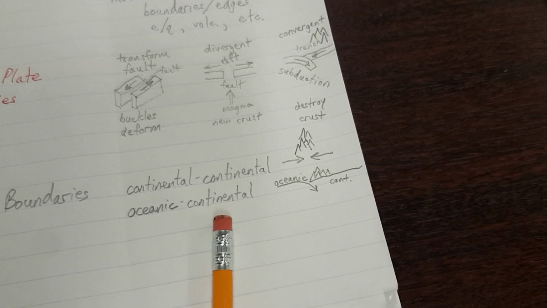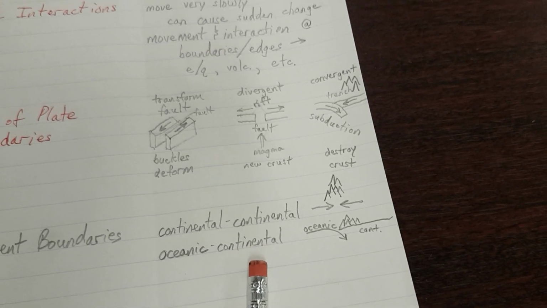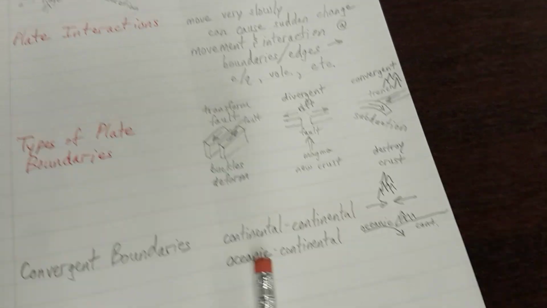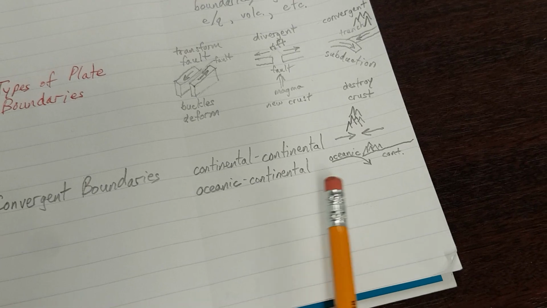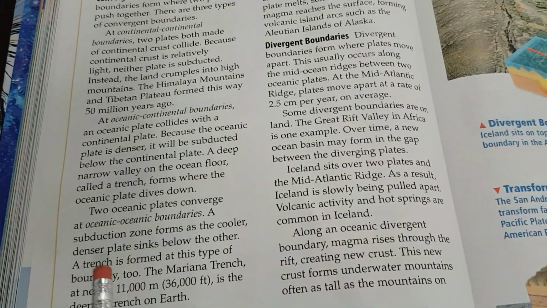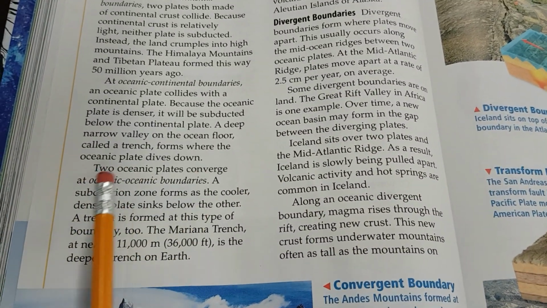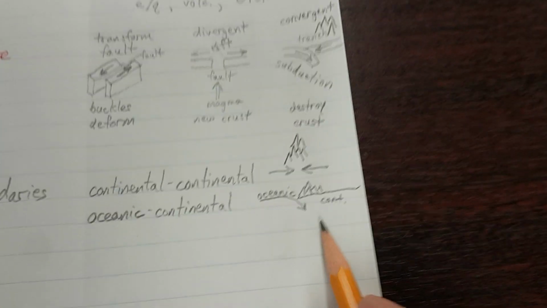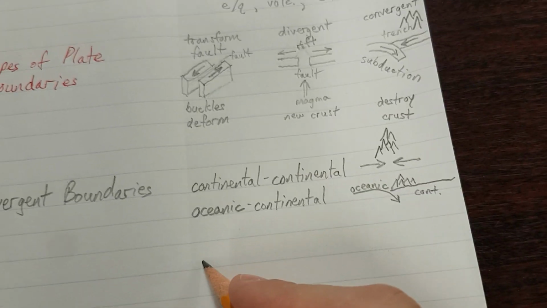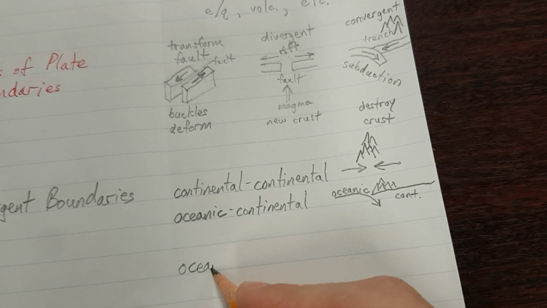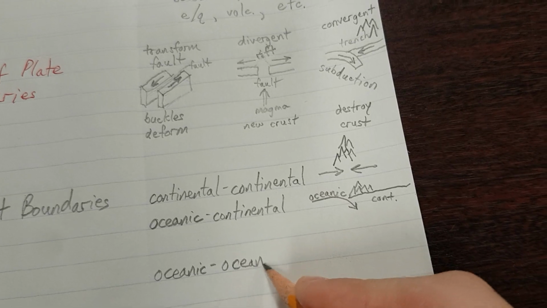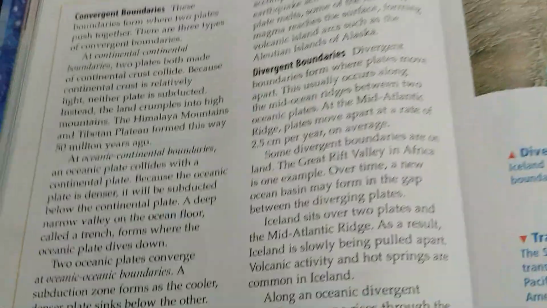What do you predict is going to be the third one? I bet it's going to be oceanic to oceanic, because that's the only one that's left that we haven't found a combination for. Let's find out. 2 oceanic plates converge at oceanic boundaries. Yep. Okay, now, because of that, we're going to skip a line. O-C-E-A-N-I-C dash O-C-E-A-N-I-C.